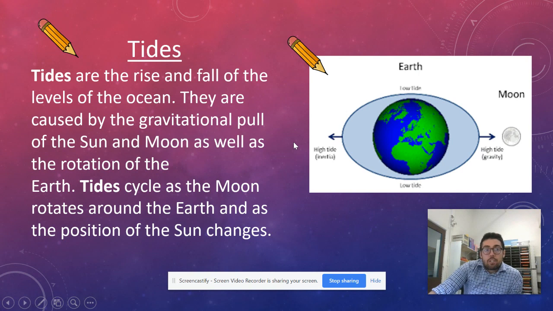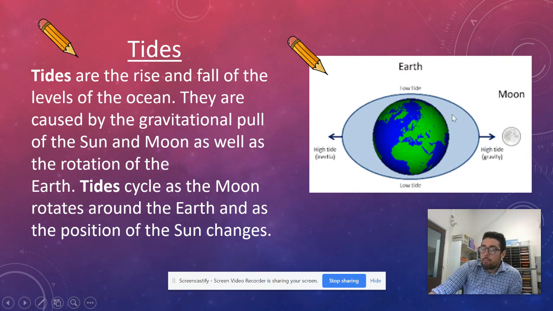Next up we've got tides. Tides are the rise and fall of the levels of the ocean. You've all probably seen high and low tides of the ocean. They are caused by the gravitational pull of the sun and moon, as well as the rotation of the Earth. So tides cycle as the moon rotates around the Earth and as the position of the sun changes. Copy that down, and I want you to get a diagram too. You can either copy this into your book or just copy and paste one similar to this off the internet. What it's saying here is the moon actually pulls the water of the oceans towards it. The moon has a gravitational pull on Earth and also on the oceans, but because the oceans are a liquid, it can pull them a little bit easier.